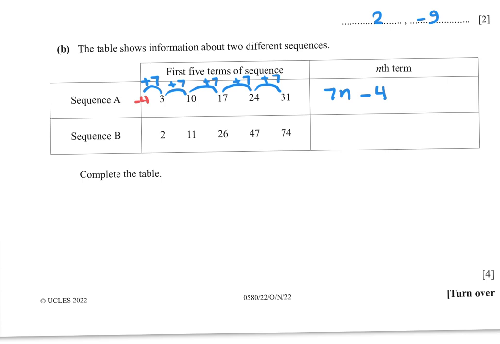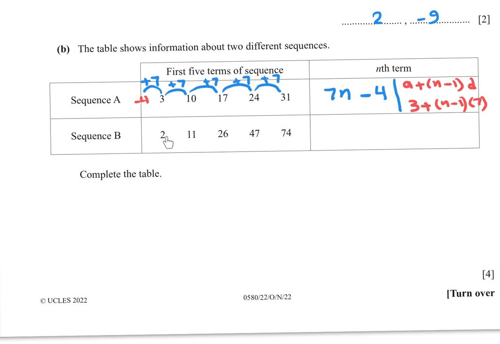Or we can use the rule for this type of sequence, which is a plus n minus 1 times d. A is the first term, which is 3, plus n minus 1 times d, the number you add each time, which is 7. If you simplify, you get the same answer, 7n minus 4.